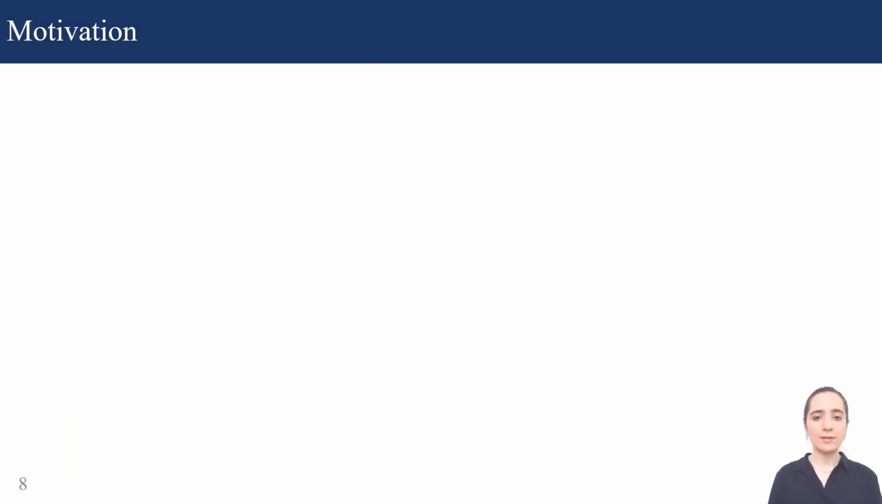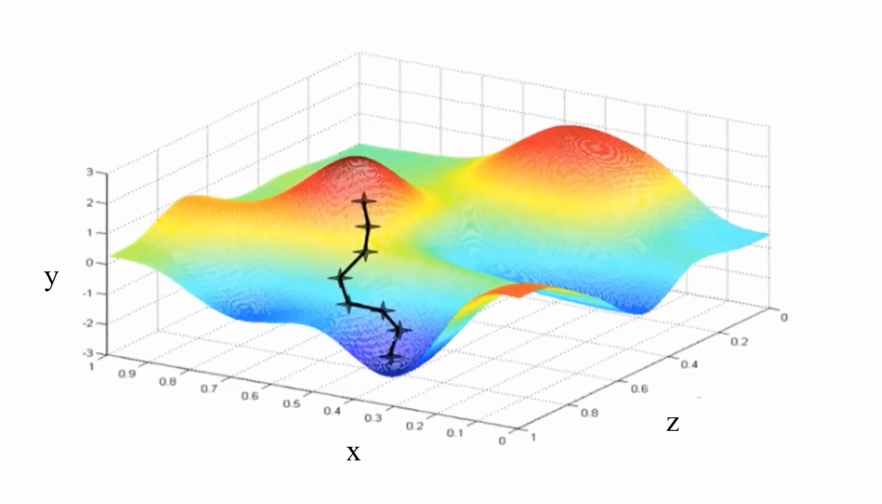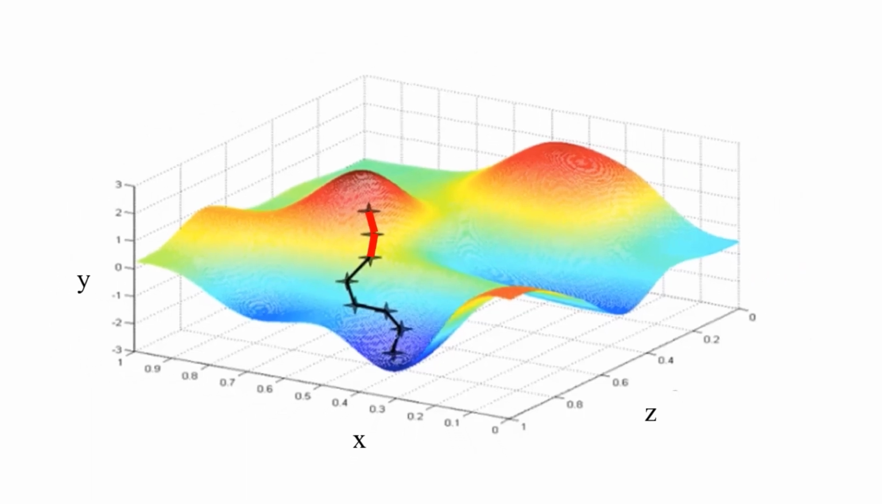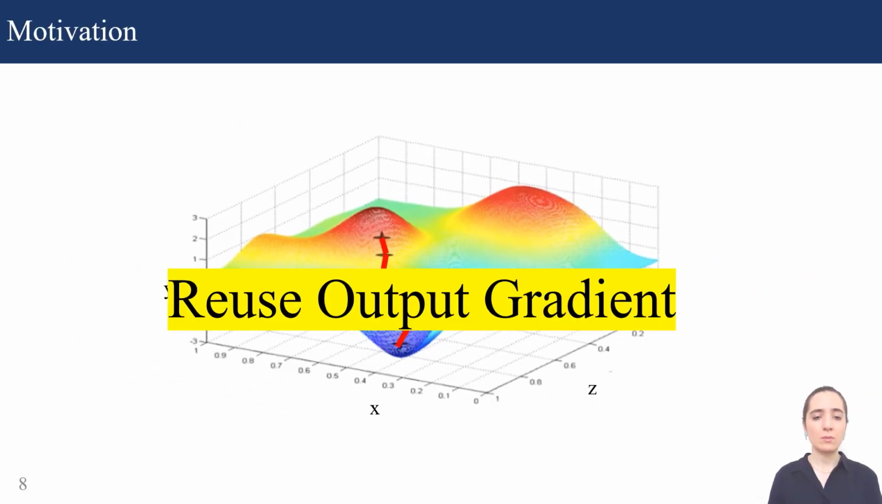Let's visualize gradients movement in a simple 3D example. Here we illustrate the first and second iteration gradients movement. As you can see, the changes through y-axis is almost similar in these two iterations. So we thought we can reuse some of the output gradients between iterations.